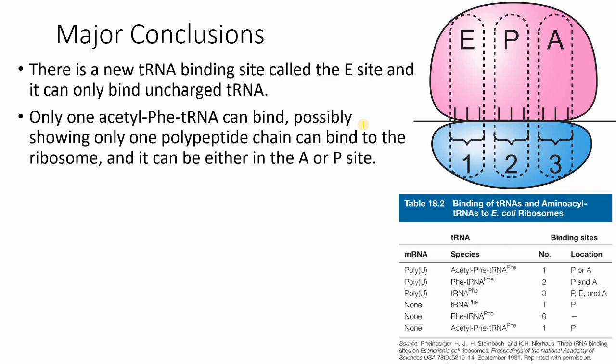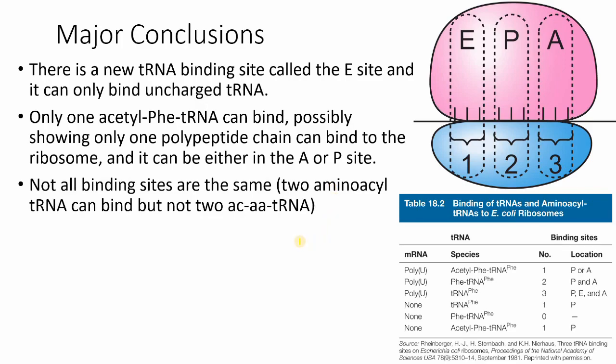Another fascinating result is that only acetylated phenylalanine tRNA can bind once. And to the researchers, this could possibly show that only one polypeptide chain can bind to the ribosome. And again, it's fascinating that this binding could be either in the A site or the P site. This model sort of agrees with information that only one polypeptide chain is produced from a ribosome at a given time, right? It's not like the ribosome holds two polypeptide chains at the same time.